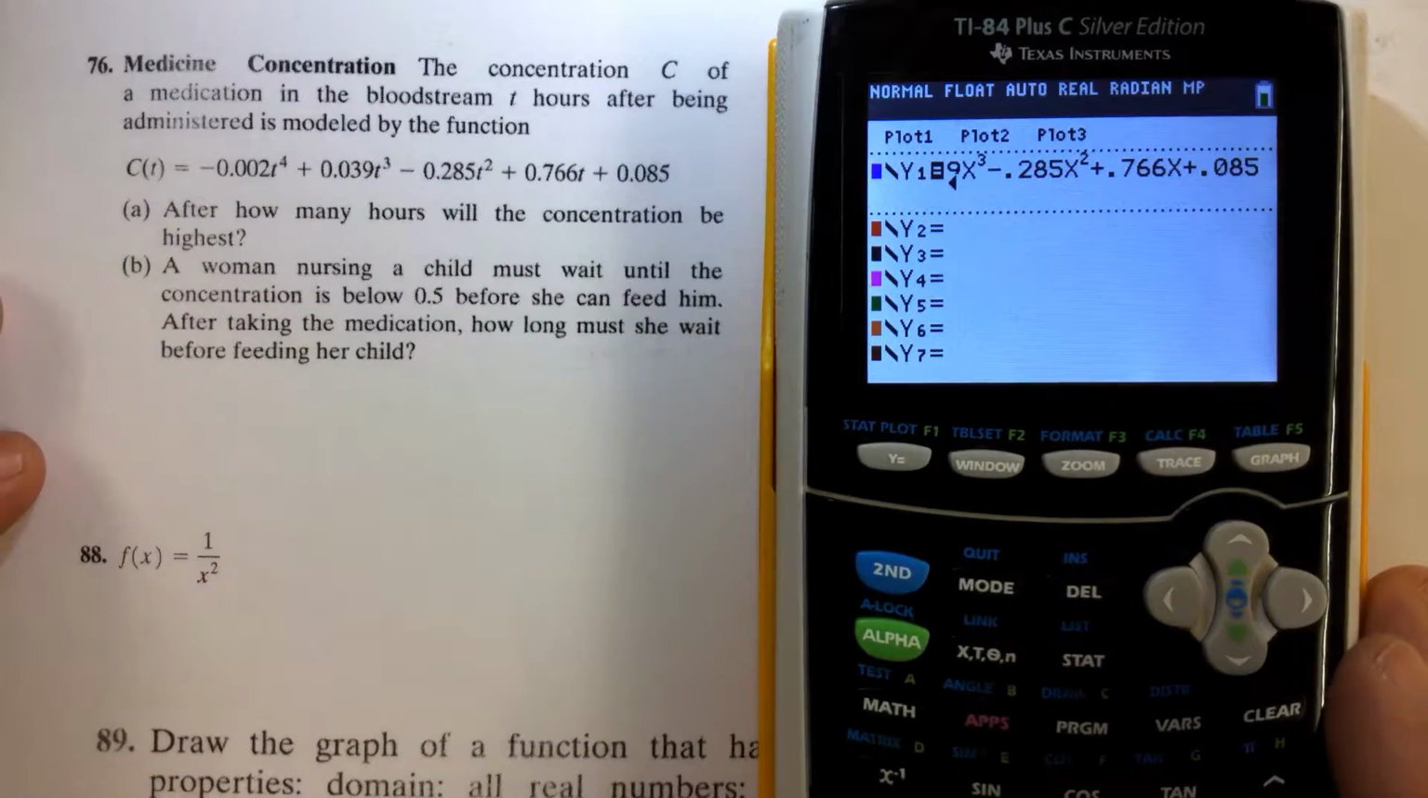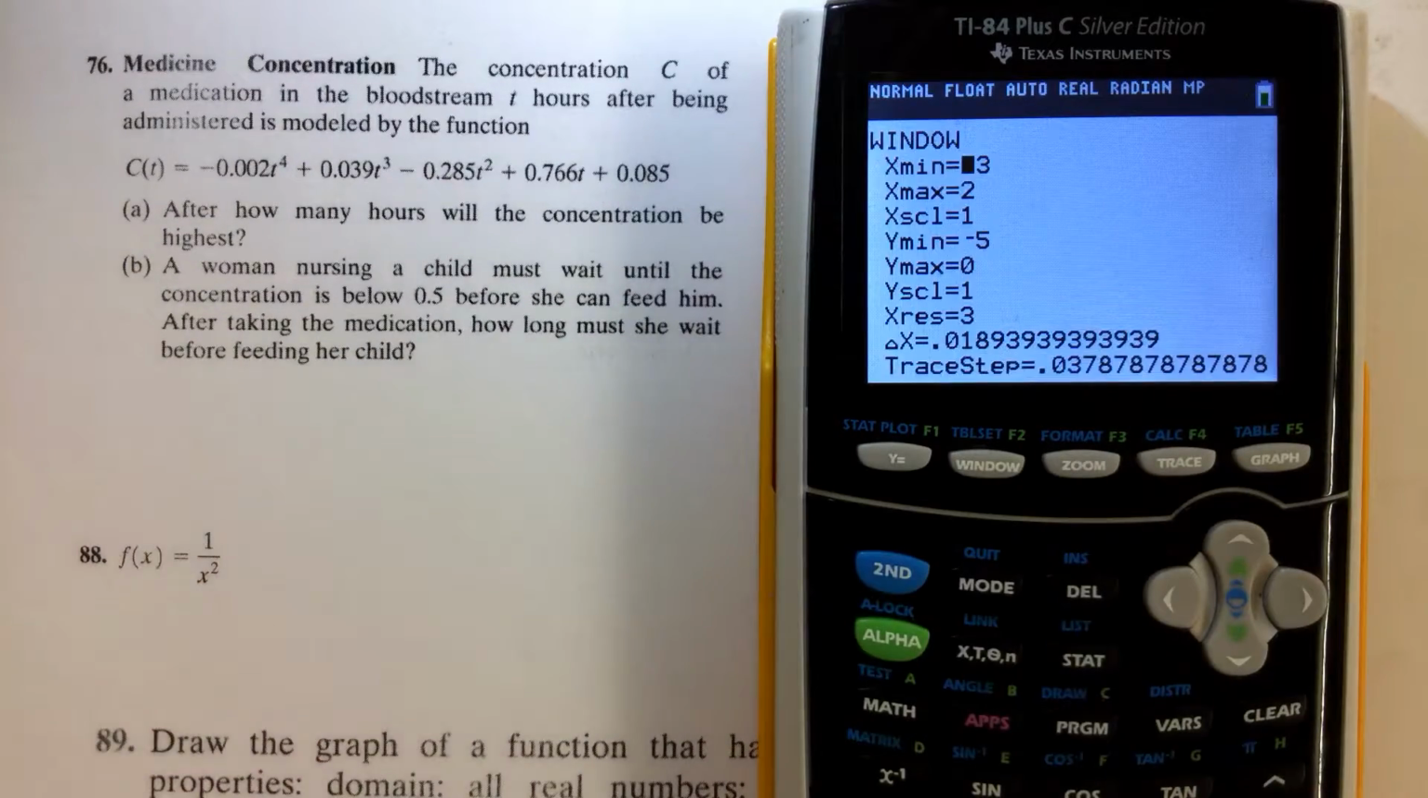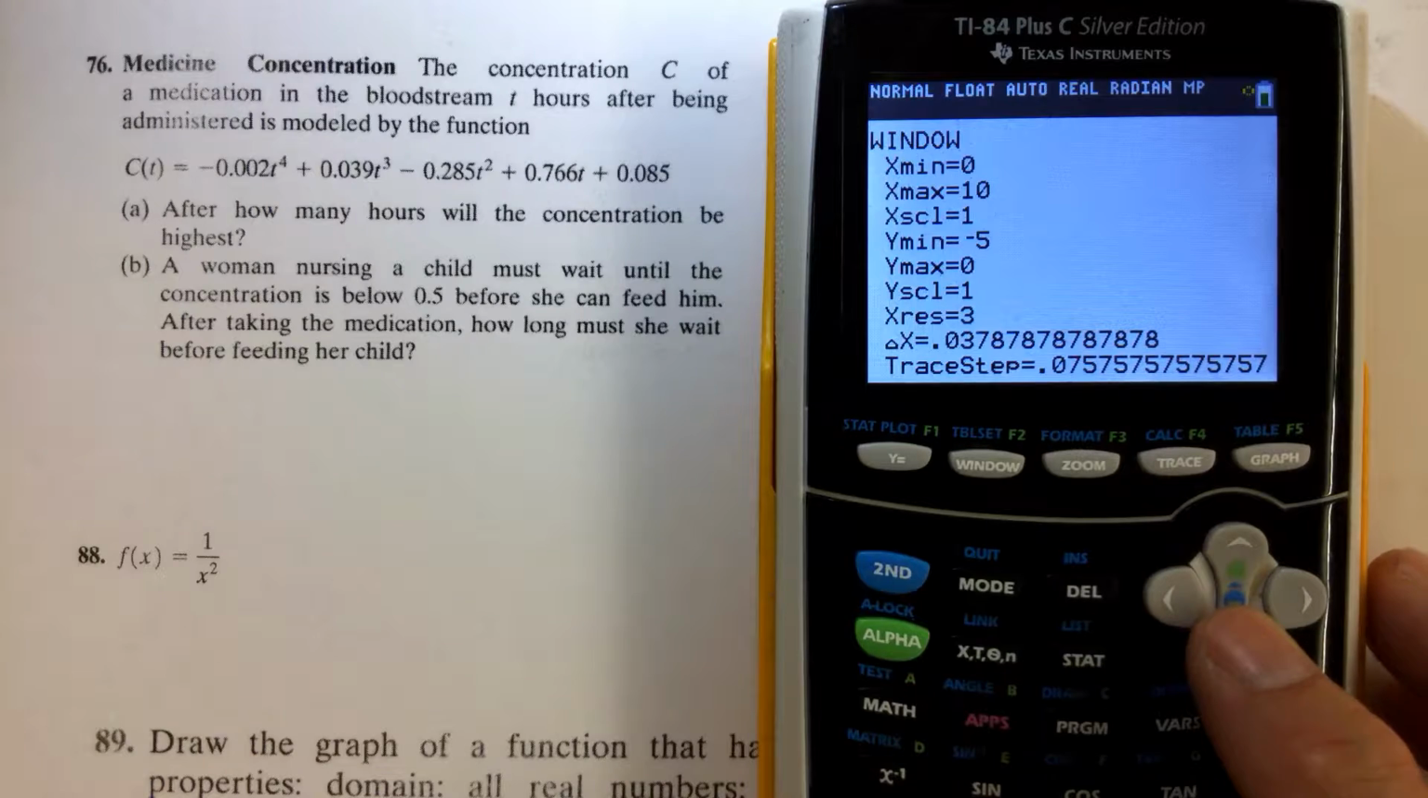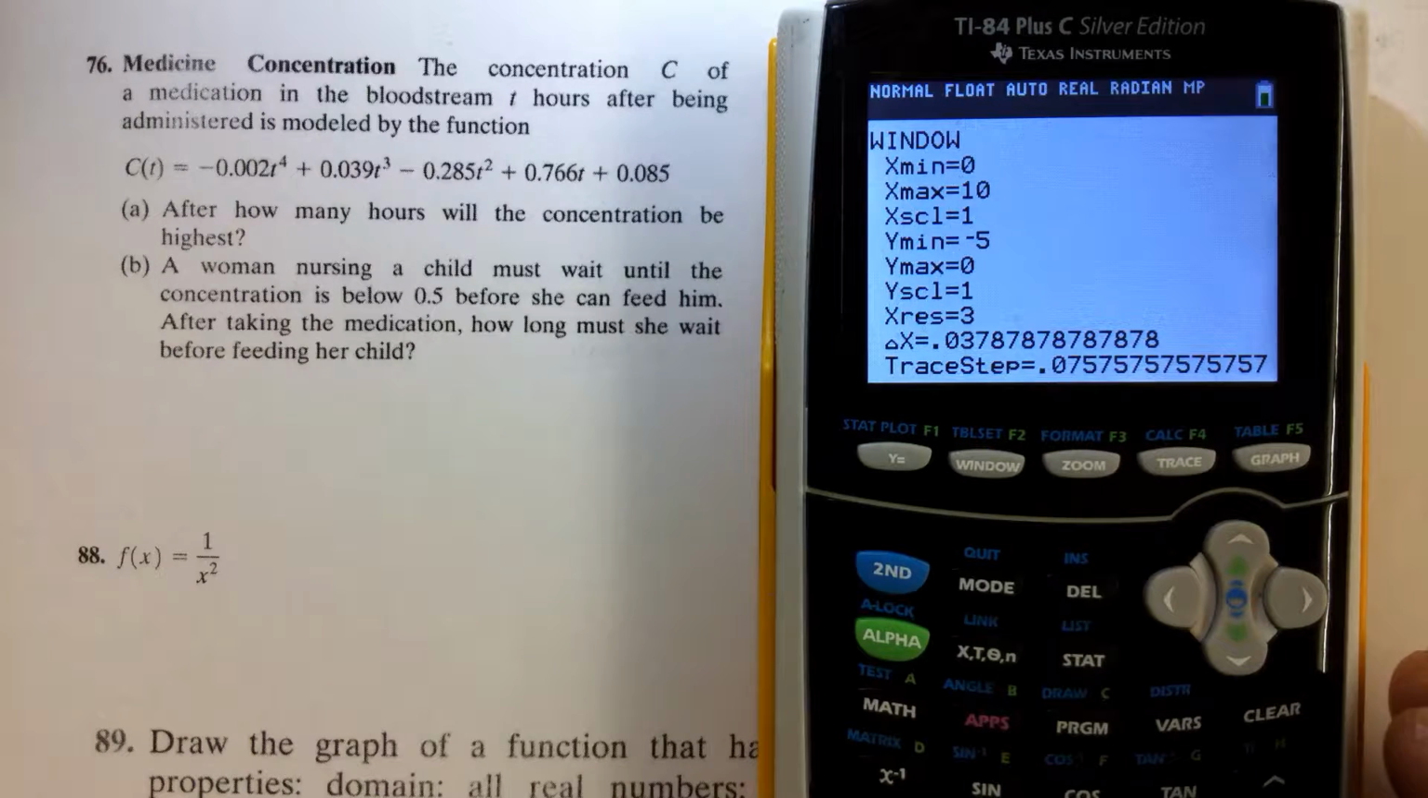Well, we got to figure out here what would our window be, and t represents hours, and so the lowest number of hours you could have would be 0. And let's go ahead and just estimate here. Let's just say 10 hours. I'm not sure. We might want to make that a 20. And the Y min, can the concentration ever be lower than 0? No, it can't be lower than 0.